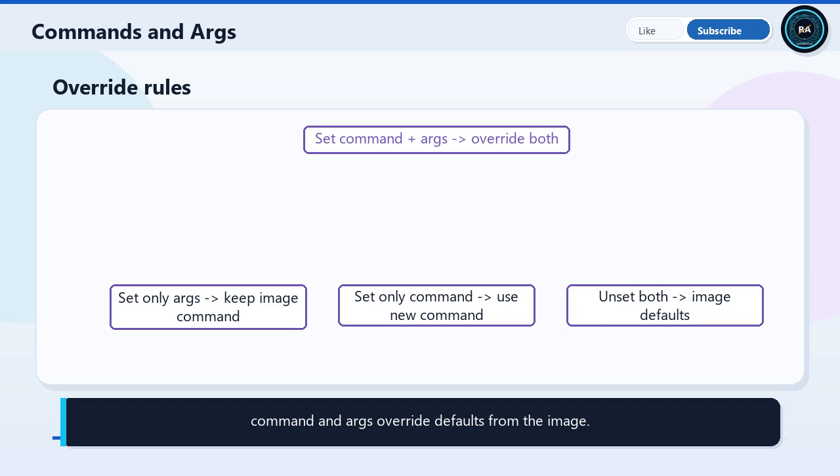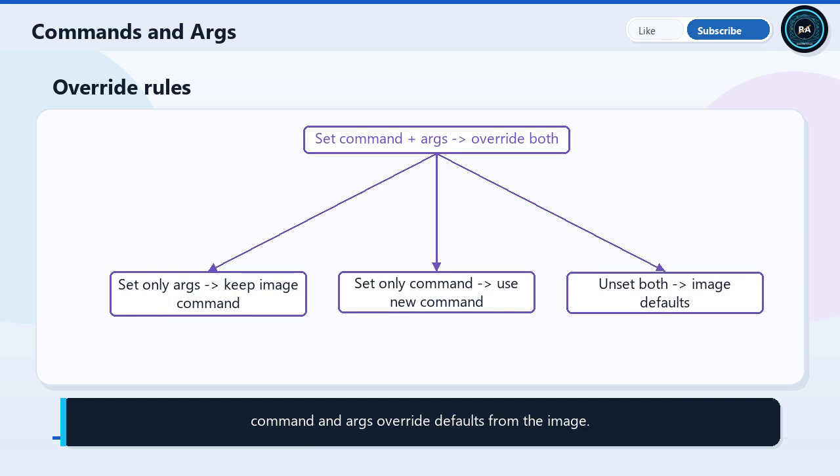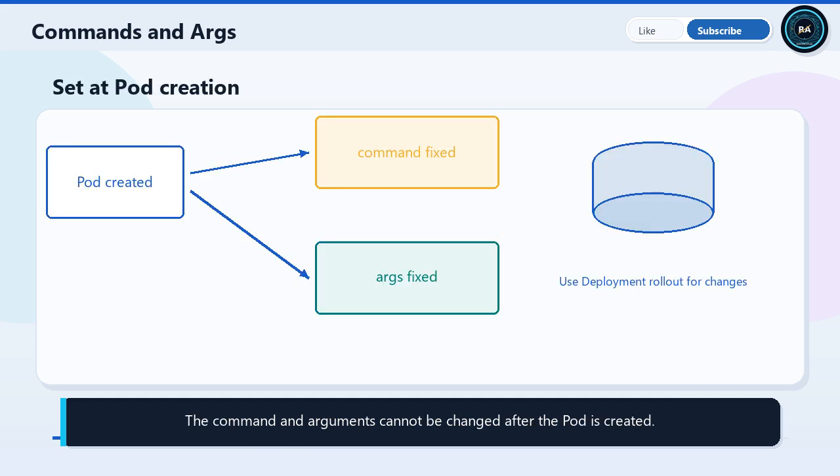If you set command and args, they override the image defaults. If you set args without command, Kubernetes keeps the image's default command and passes your new arguments. Another important docs detail: the command and arguments defined for a container cannot be changed after the pod is created. Change the manifest and create a replacement pod through a controller.